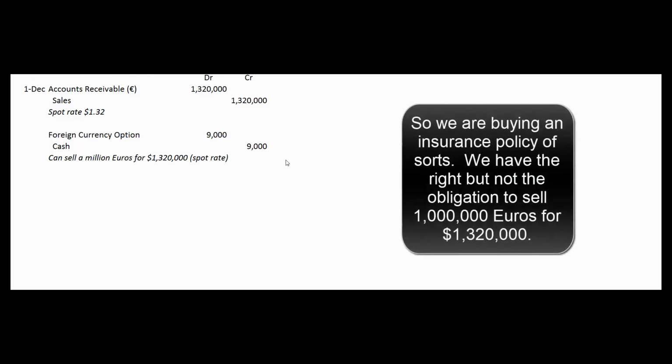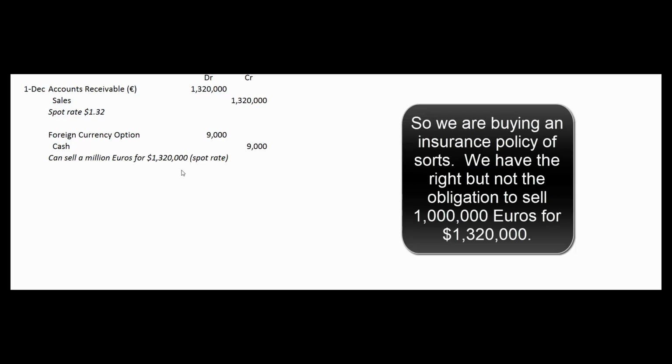So let's buy an option and treat it as a fair value hedge. So we book the sale just like we always have, and now we buy a foreign currency option that gives us the right, but not the obligation, on March 1st to sell 1 million euros for $1,320,000. In other words, the spot rate.